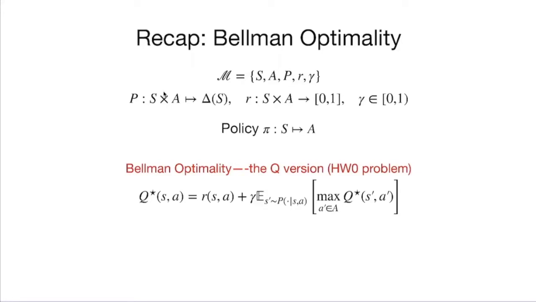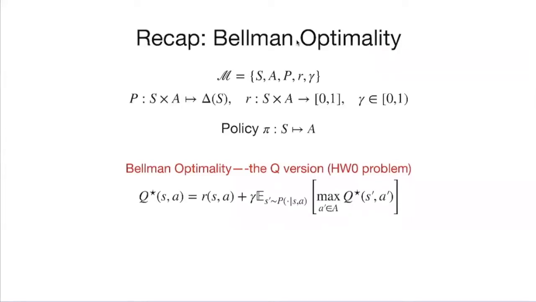Here I'm showing you the Bellman optimality for the Q star function. This is actually one of your homework 0 problems. So in homework 0, you will try to prove the Bellman optimality for Q star rather than V star. Let me just quickly explain the intuition behind this Bellman optimality, and in the homework, you're going to prove it more rigorously.